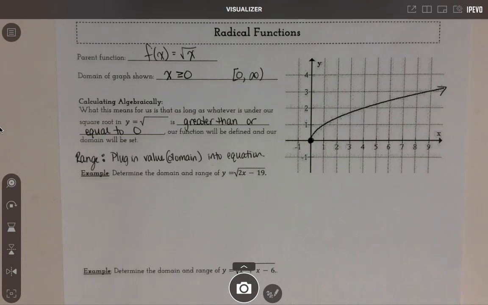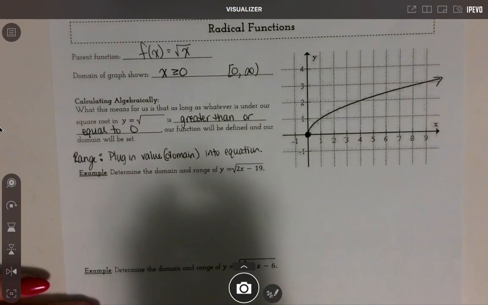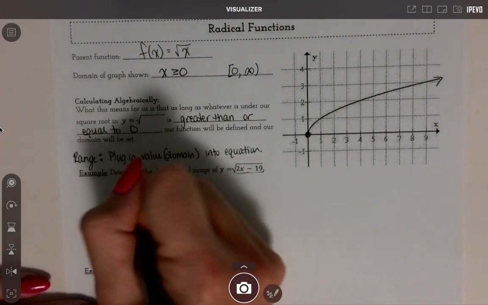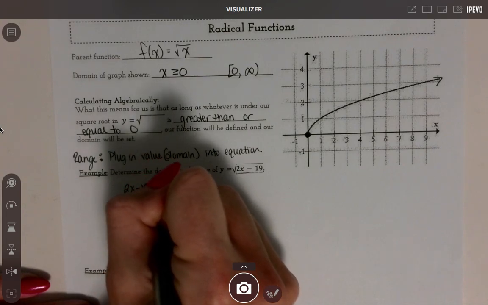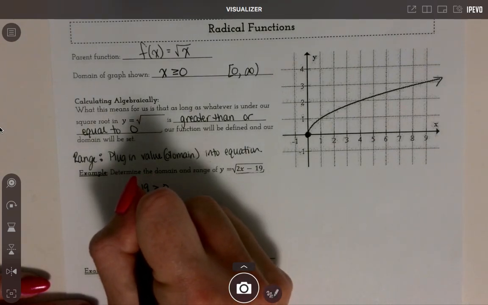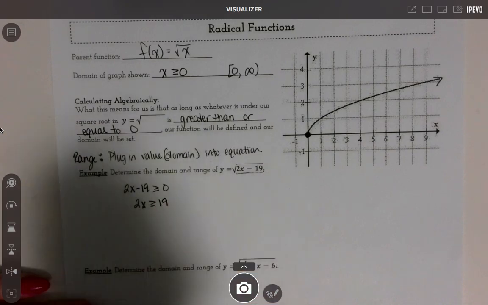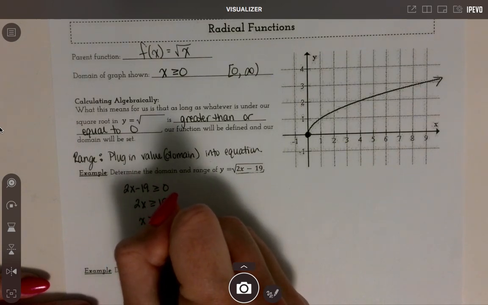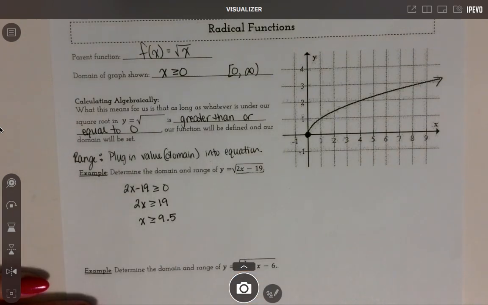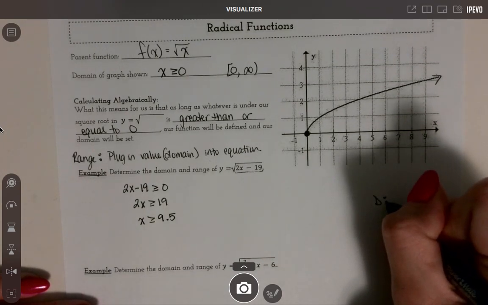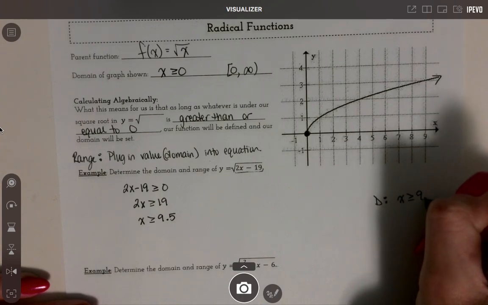It says determine the domain and range of y equals the square root of 2x minus 19. I'm going to start by finding my domain. I'm going to take everything that's underneath my square root, so my 2x minus 19, and set that greater than or equal to 0. I want to solve for x, so I can add 19 onto both sides, and I get 2x is greater than or equal to 19. Divide by 2, I get x is greater than or equal to 9.5. So I'm going to put my answer over here. My domain is x is greater than or equal to 9.5.